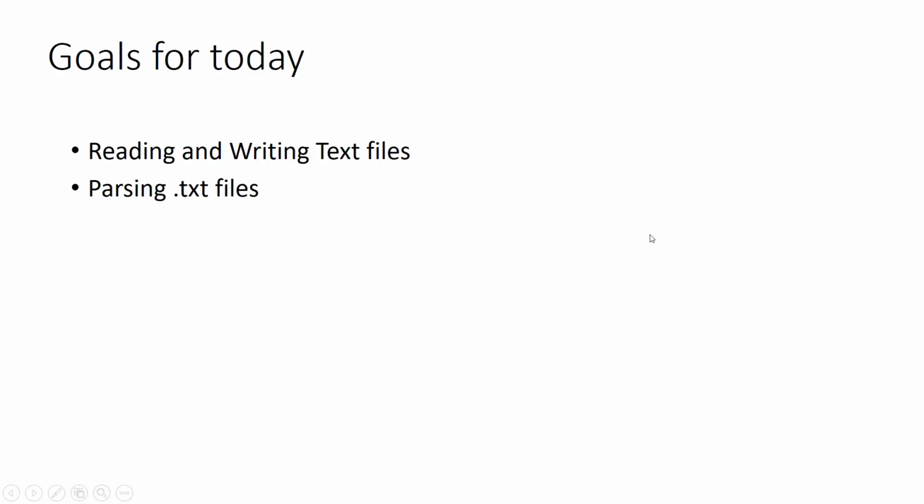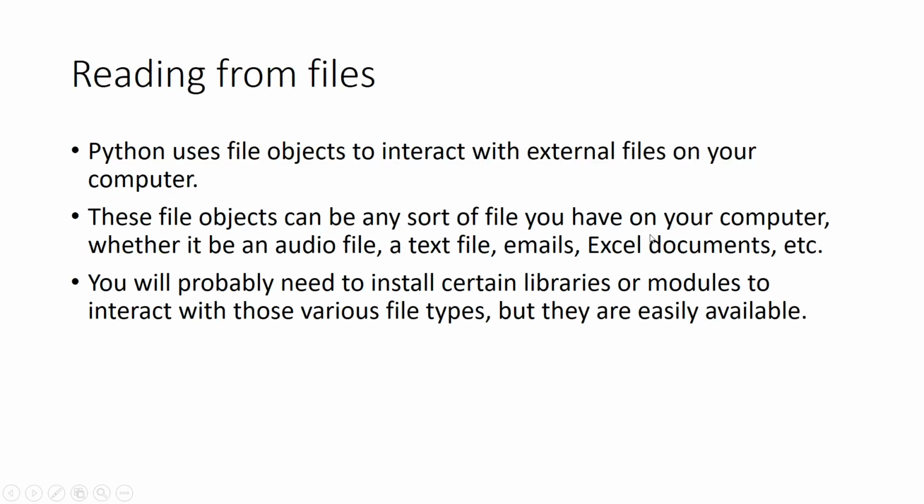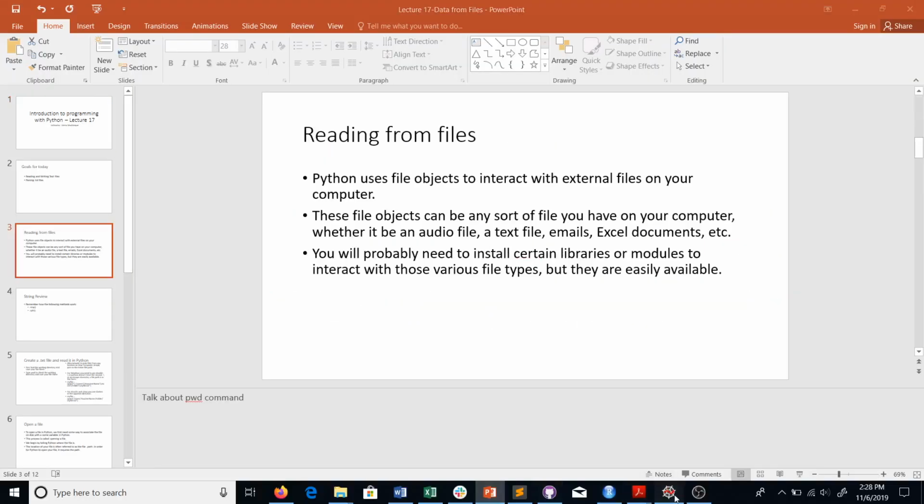In this lecture, I'm talking about reading and writing .txt files and how to parse .txt files in Python. Python uses file objects to interact with external files on your computer, and these files can be of any sort. But we are focusing on .txt files, especially on how to read these files, how to write to a new file, and how to parse these files, and then later on manipulate them. So let's quickly go to Spyder and see how this works.